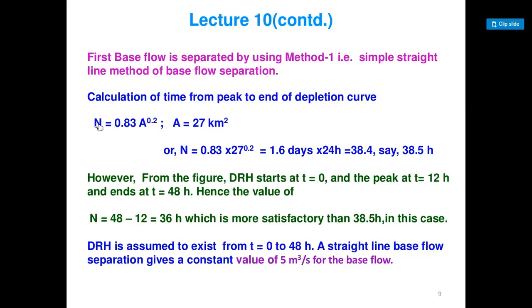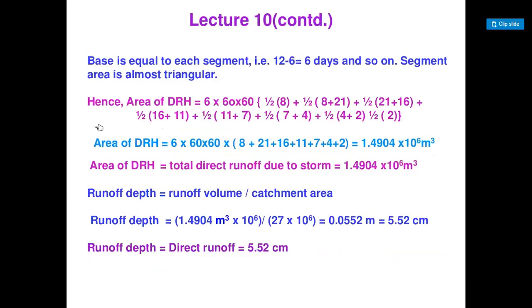However, from the figure, the DRH starts at t equal to 0 and the peak is at t equal to 12 hours and it ends at t equal to 48 hours. Hence the value of N is 48 minus 12 is equal to 36 hours, which is more satisfactory than 38.5 hours in this case. So the DRH is assumed to exist from t equal to 0 to 48 hours. A straight line base flow separation gives a constant value of 5 meters cube per second for the base flow. And the base is taken for each segment, 6 hours and so on.